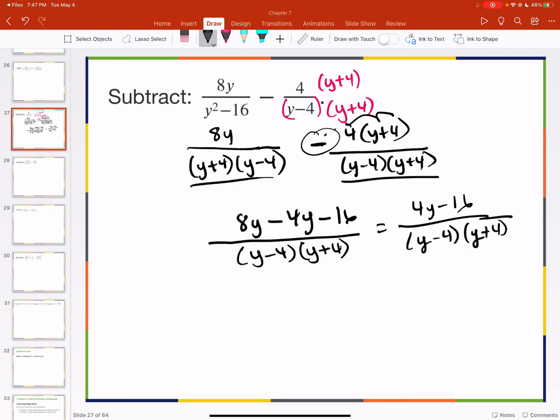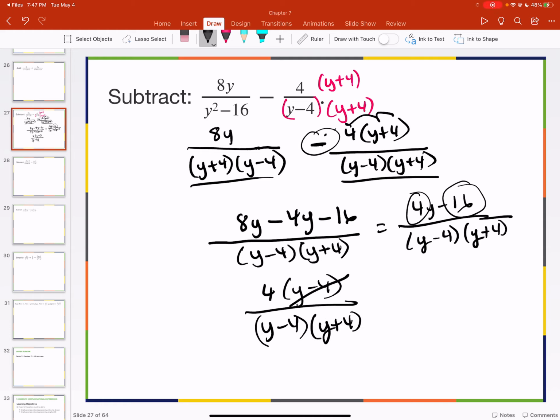Now, are we done? This has a common factor of 4, so let's go ahead and take that out. 4(y minus 4) all over, and then do we see what happens? Yes, you see that there's a common factor. Let's cross it out. So that's 4 over y plus 4, and we're done.